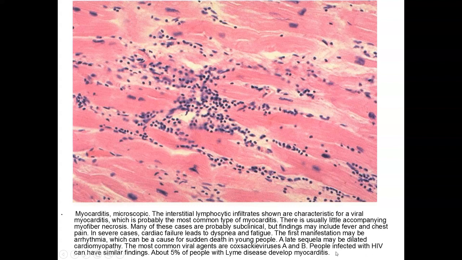The first manifestation may be arrhythmia in patients, which can be a cause for sudden death in young people. A late sequela may be dilated cardiomyopathy. The most common viral agents are Coxsackie viruses A and B, and people infected with HIV can have similar findings. About 5% of patients with Lyme disease also may develop myocarditis.